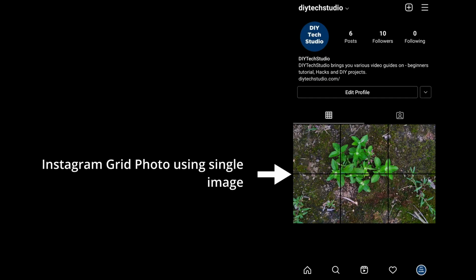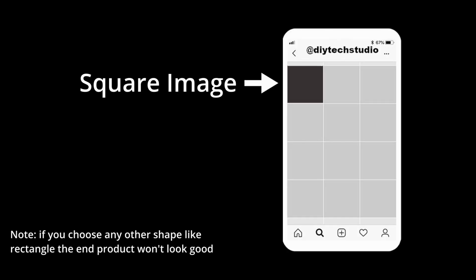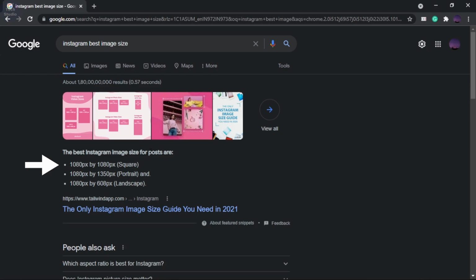In this video, I'll show you how to create and post Instagram grid photos like this. To make an Instagram grid like I've shown, the first thing we need is a square image. The reason for this is the Instagram grid is square. For this reason, I'll be choosing 1080 by 1080 as my single image size. And this size also happens to be one of the popular Instagram image sizes.